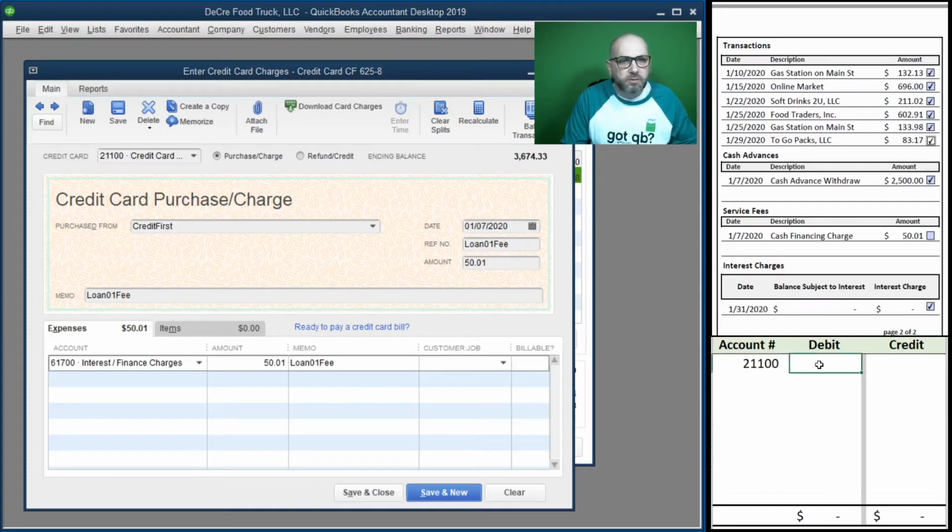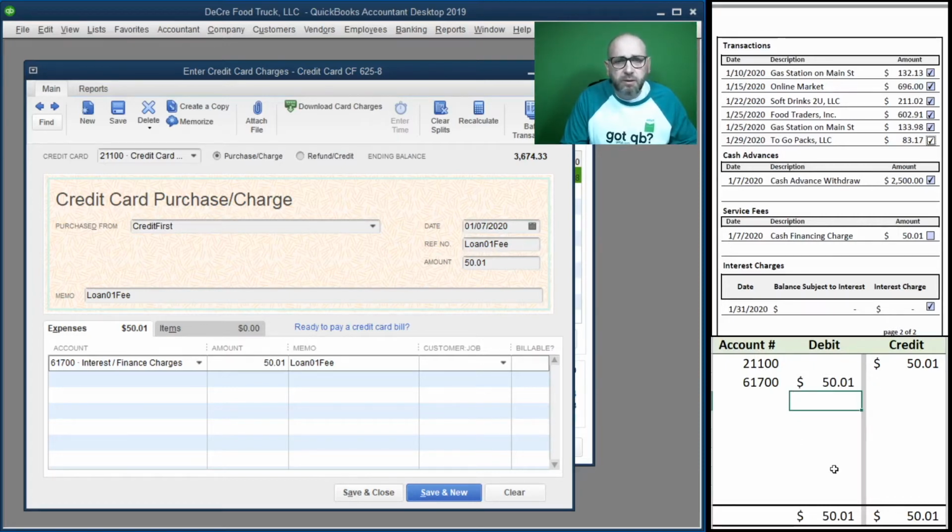All right. So what we have is essentially our credit card account went up, right? And as we already know, they go through credits. What else do we know? We know that our expenses on finance charges went up as well. That's a fee that they charge us for borrowing $2,500. So 61,700 interest finance charges went up, and our liability account 21,100 went up because even though we incurred the expense, we didn't pay for it, right? It just got added to our credit card.